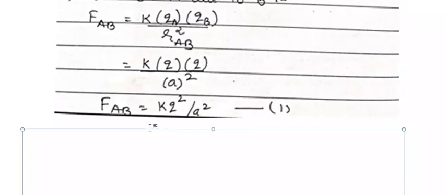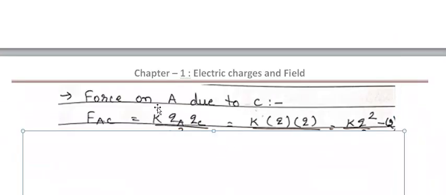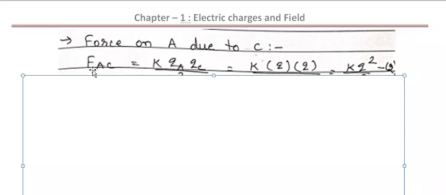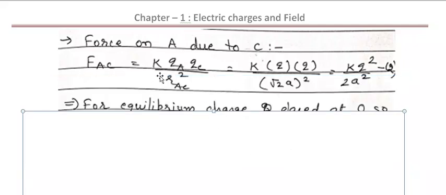Now first let us find the force on A due to B, that will be given by FAB equals K QA QB upon RAB square. That is, by substituting the values we will get FAB equals KQ square upon A square. Furthermore, force on A due to C will be given by FAC equals K QA QC upon RAC square, that is K Q square upon 2A square, because the distance RAC is root 2 A whole square.